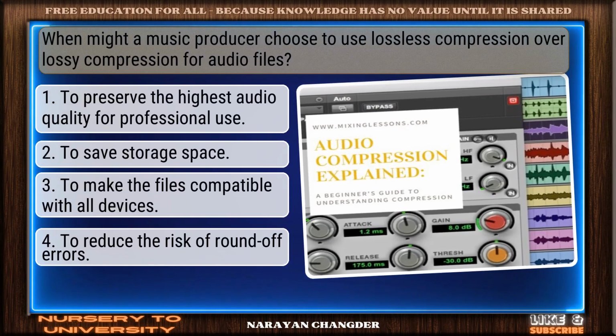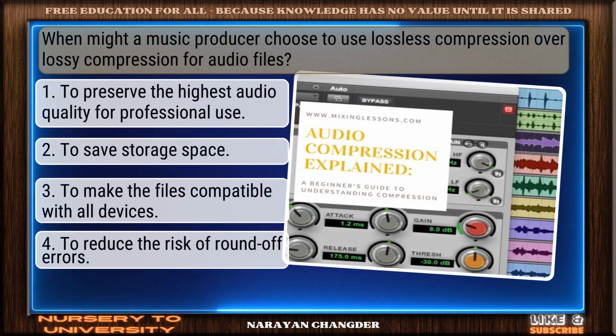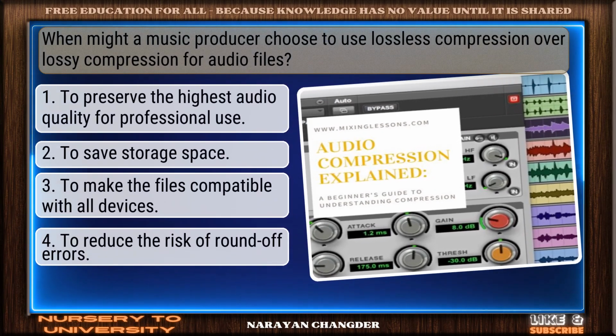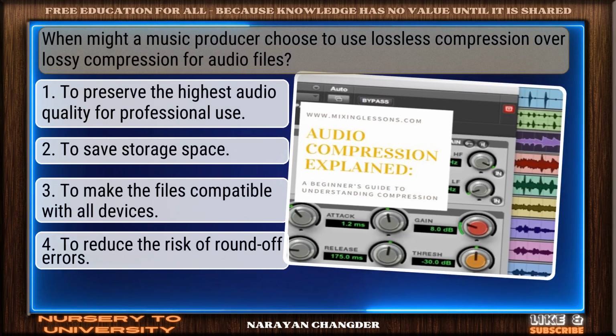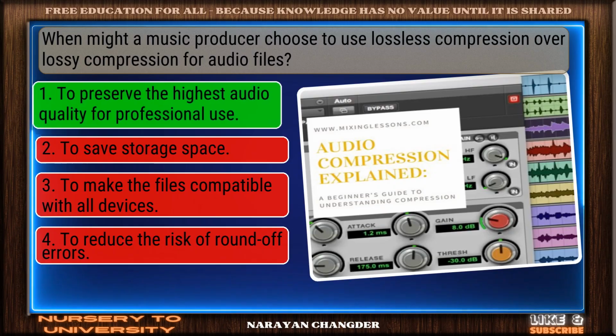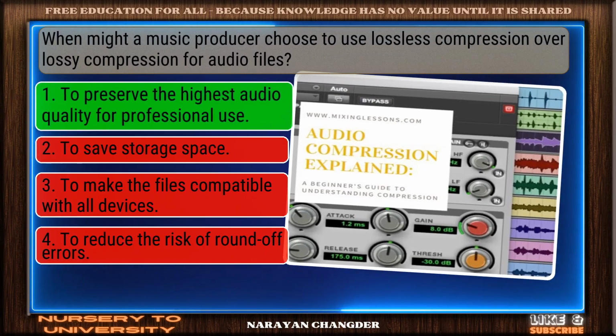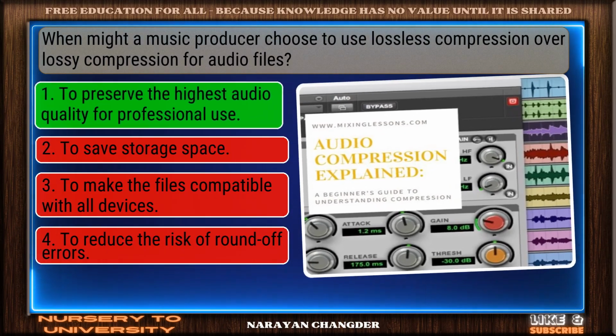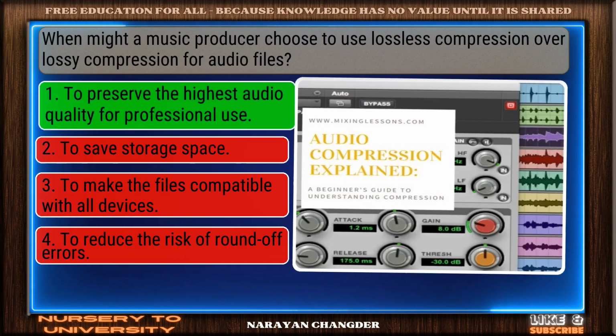Question number 20. When might a music producer choose to use lossless compression over lossy compression for audio files? Sharp thinking. To preserve the highest audio quality for professional use is the right choice.